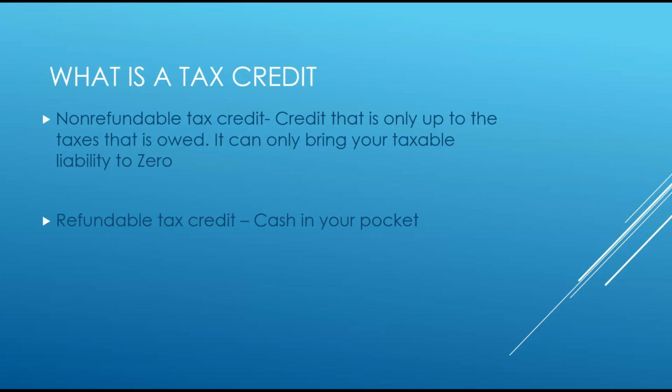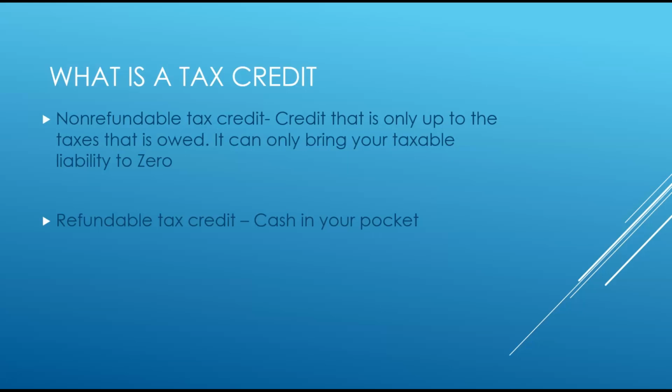So if you owe $1,000 in taxable liability and you have non-refundable credits for $1,000, now you owe nothing. There's no taxable liability there. But a refundable tax credit is cash in your pocket, so to speak. It's basically a credit where, even though you have a taxable liability of $1,000, your refundable tax credit is for $3,000. Now you have an additional $2,000 as a refund. You actually get cash in your pocket.